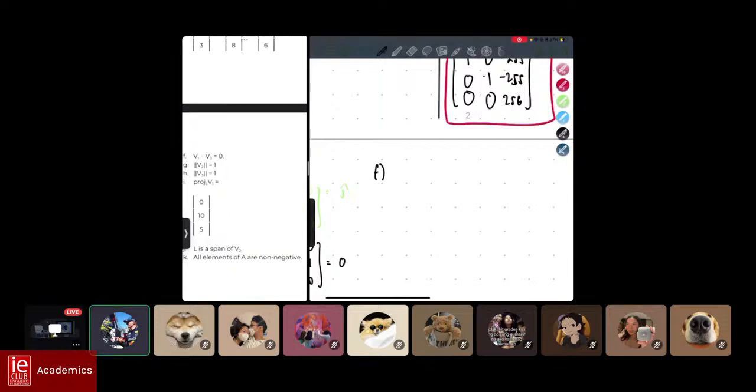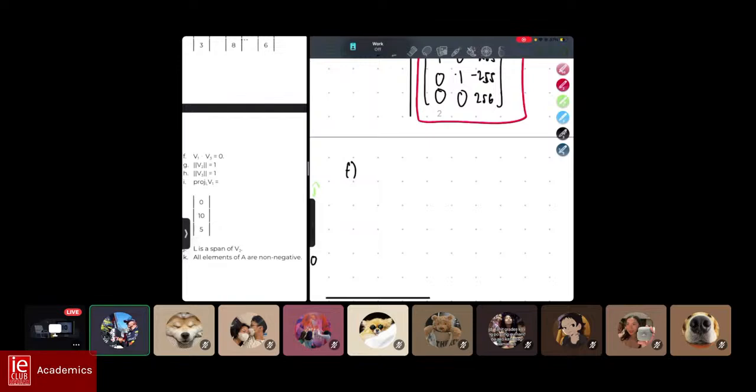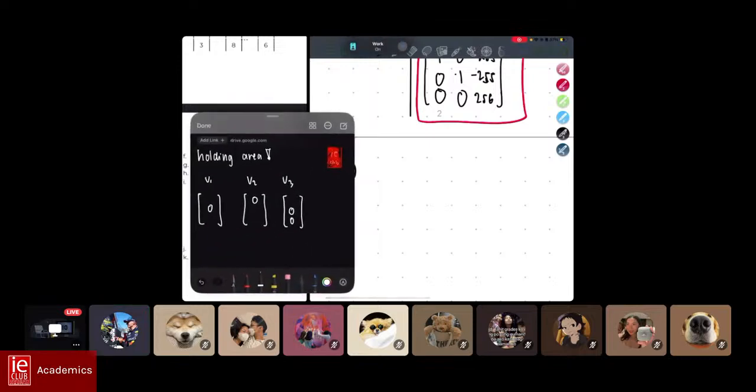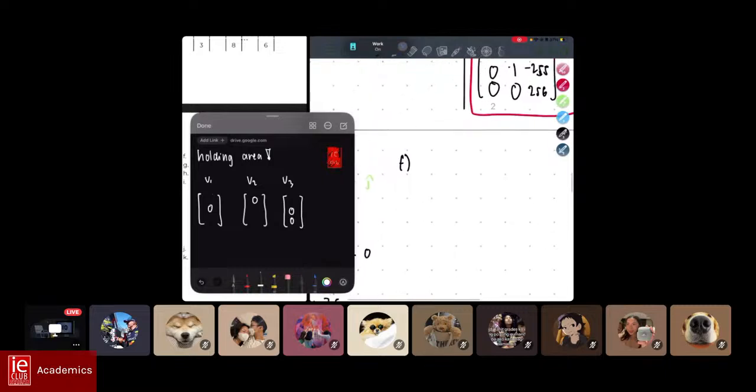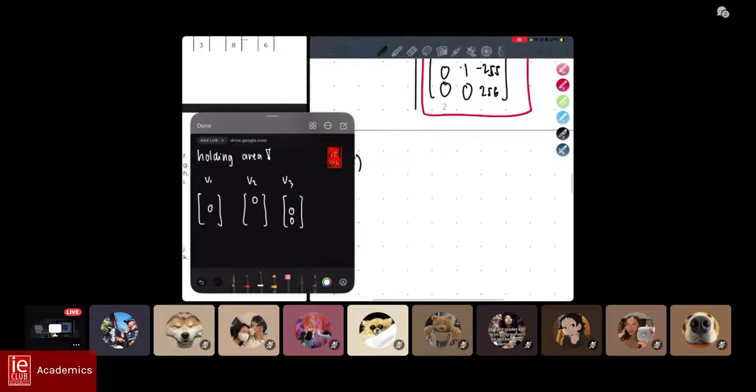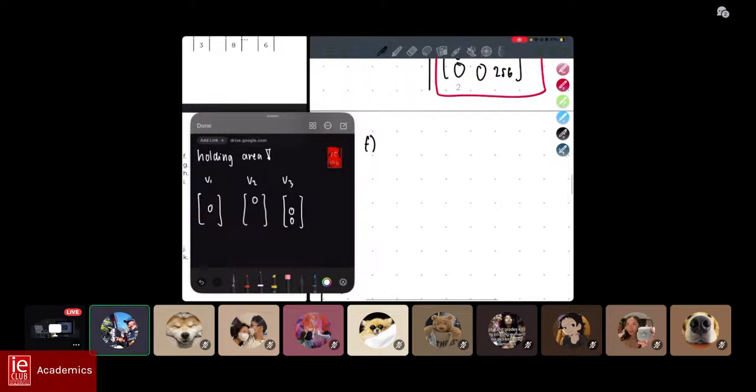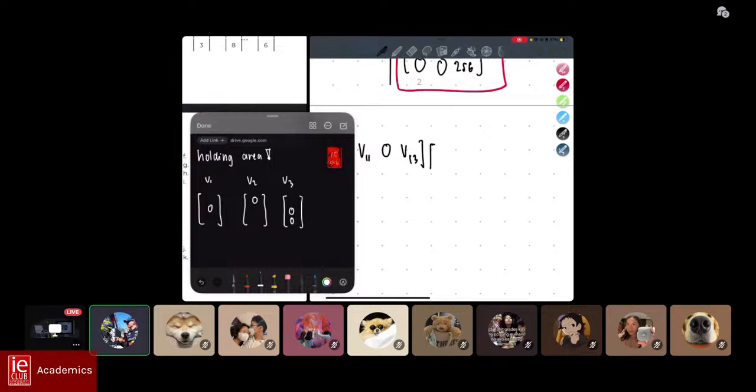V1 dot V3 is equal to 0. So let's just take what we have so far. So V1 dot V3 is equal to 0. So I'll transpose V1 for the sake of saving time. V11, 0, V13, times 0, 0, and then this is V31, equal to 0.